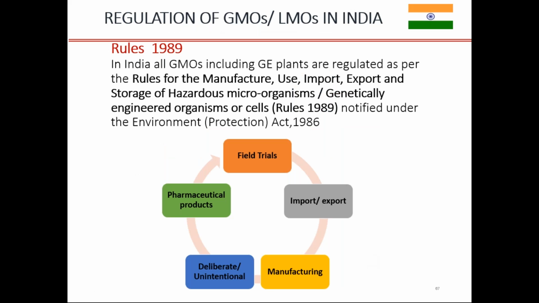Now, we know how to analyze one thing, but how do you release it into the market or into the field? In India, the regulation of GMOs or LMOs, or releasing them into the field, is governed by the Rules 1989 of the Ministry under the Environmental Protection Act. These rules cover the manufacture, use, import, export, and storage of hazardous microorganisms and genetically engineered organisms. Just like we have the Food Safety and Standards Authority of India, the release or growing of GMOs and LMOs is governed by the Environmental Protection Act.